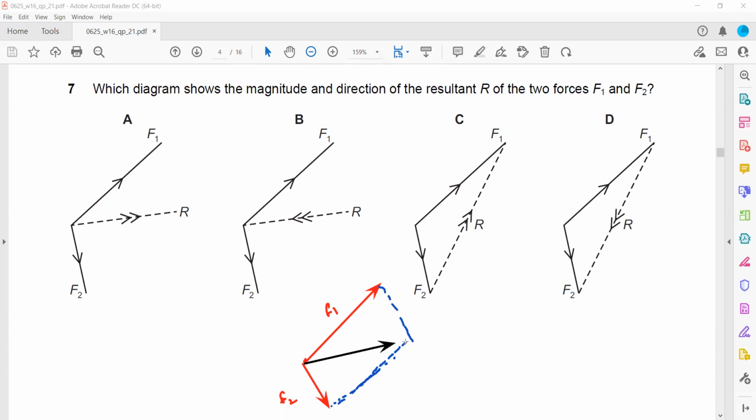So this will be the resultant. So the resultant of F1 and F2 is in this direction, towards the right-hand side. So which option does it match with? It matches with option A.